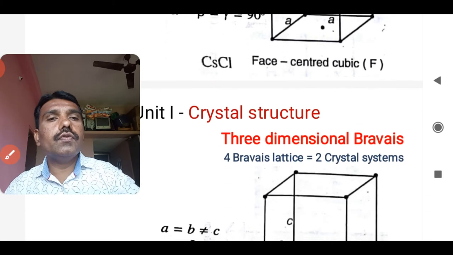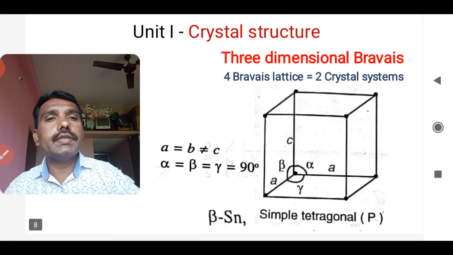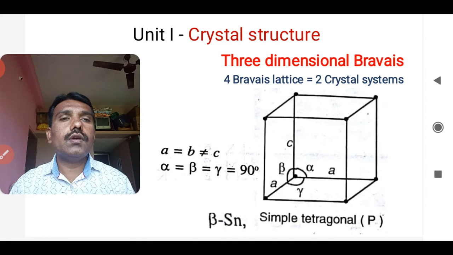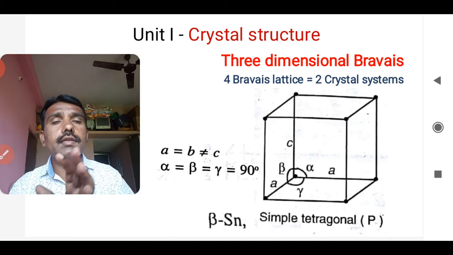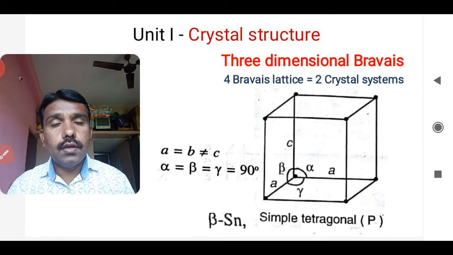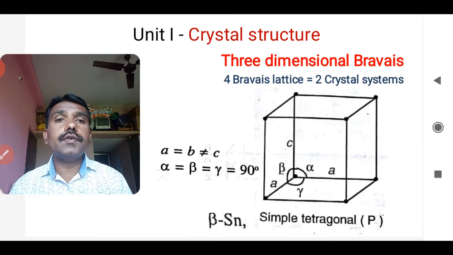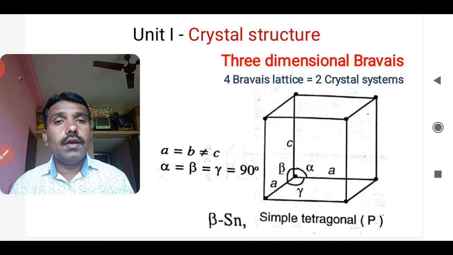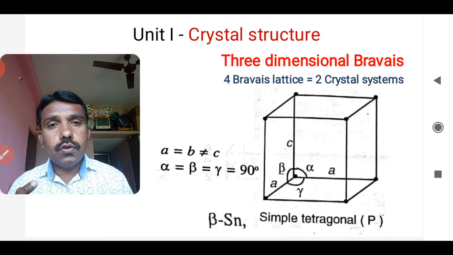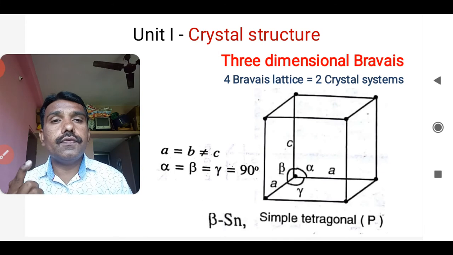Now moving forward to the fourth Bravais lattice. Here it is, your fourth Bravais lattice. Now in this case the crystal system is going to change. That means in the first crystal system we have seen three Bravais lattices: simple cubic, body centered cubic, and the third one is face centered cubic.